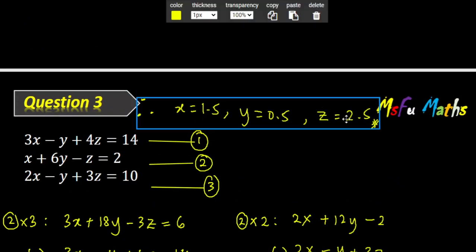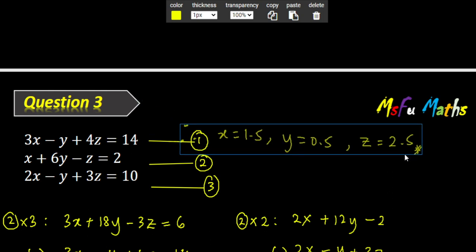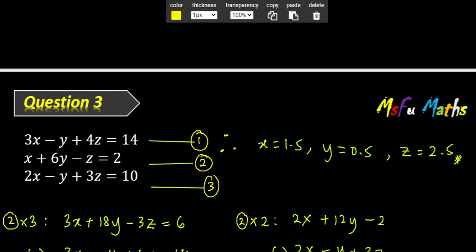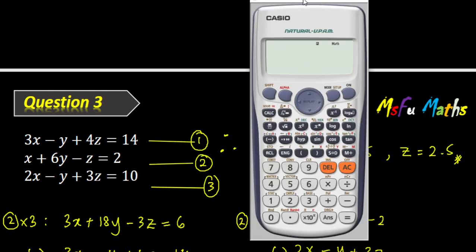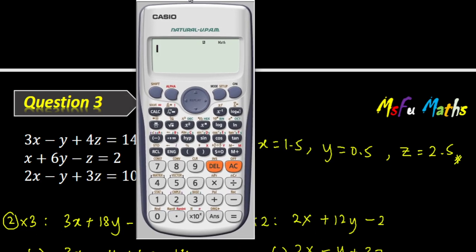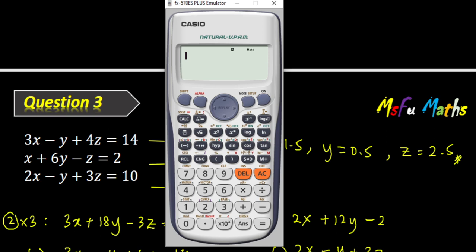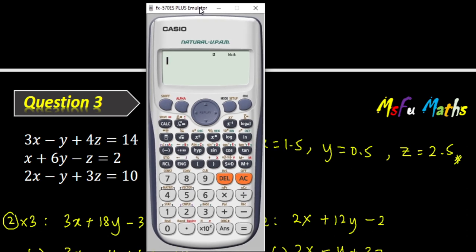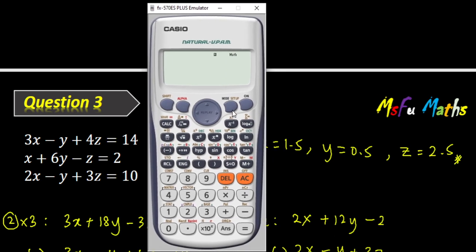Let's check. What's your x? 1.5, y is 0.5. You can just substitute here. Or actually, there's another way to check this. We also can use the calculator, right? So let me teach you.